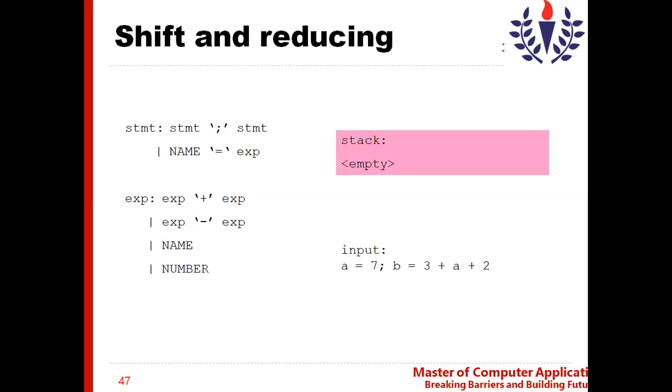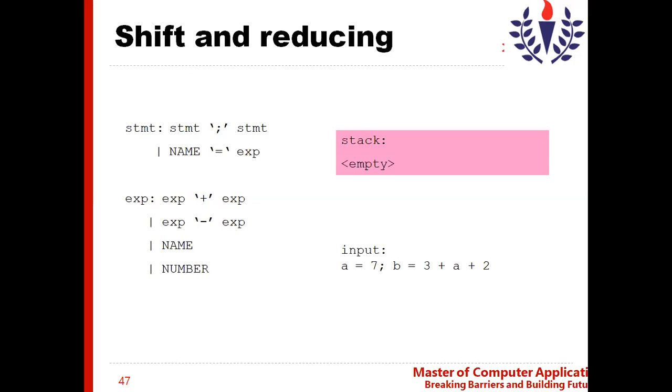So we have the input which is given as A equal to 7 semicolon, B equal to 3 plus A plus 2. This is exactly the input we have, and we are going to check whether the input is valid or not according to the grammar which is mentioned over here. To do that process, we can implement the shift and reduce technique over here. So how does the parsing use this technique in order to validate whether the input is valid or not?